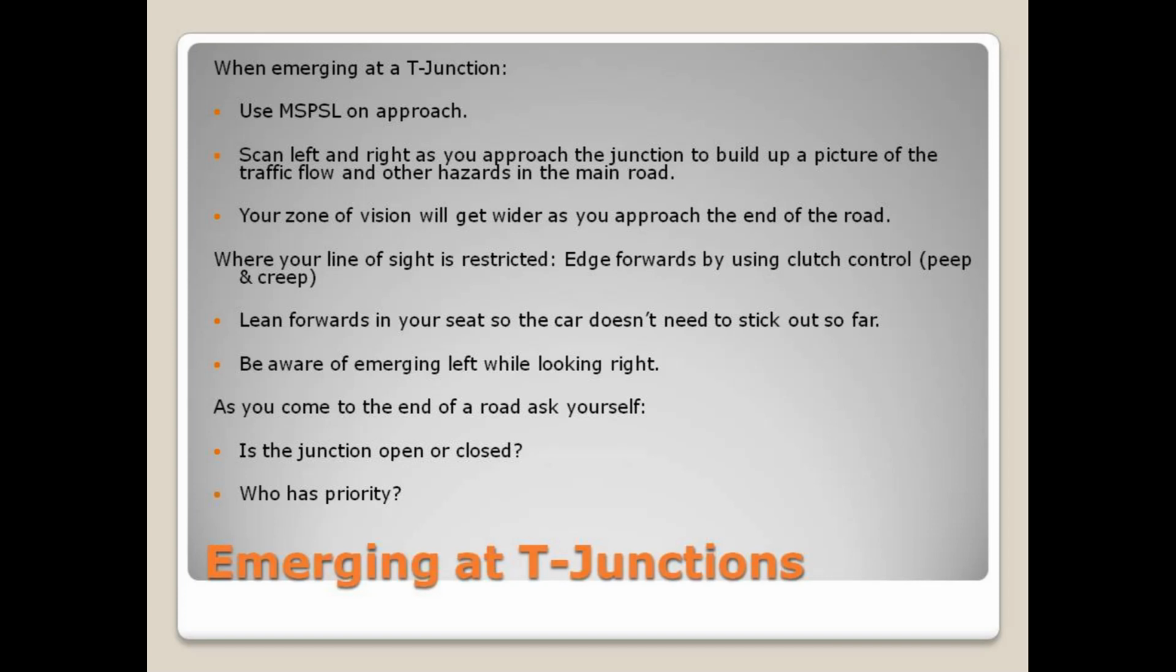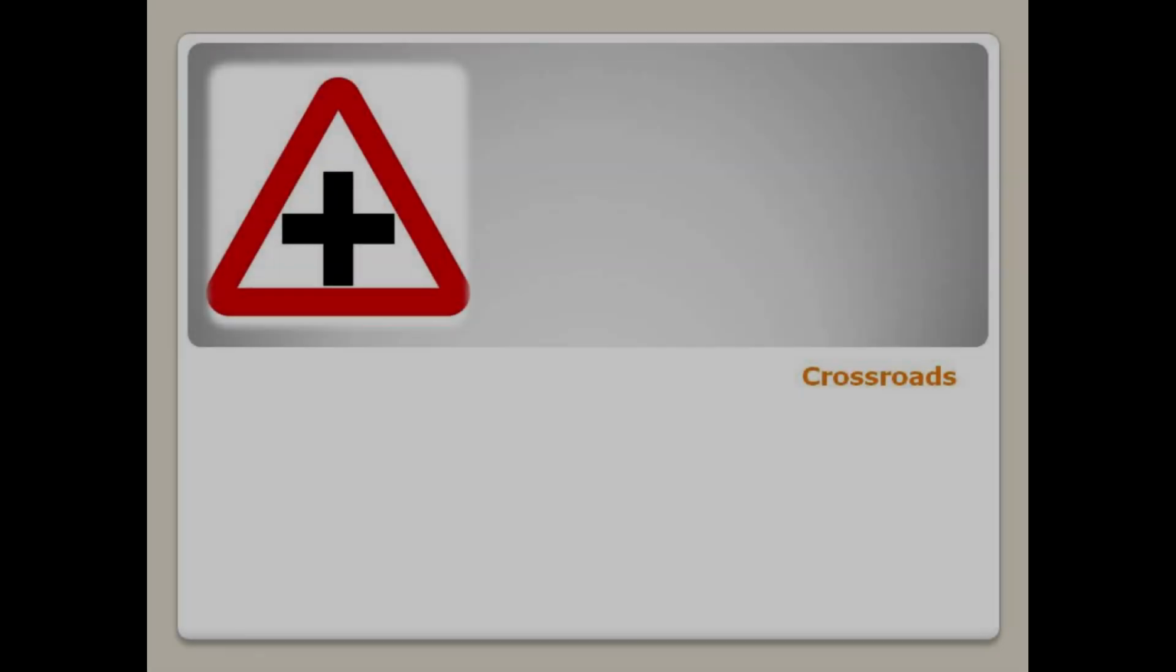Where your line of sight is restricted, edge forwards by using clutch control, peep and creep. Lean forwards in your seat so the car doesn't need to stick out so far. Be aware of emerging left while looking right. As you come to the end of the road, ask yourself, is the junction open or closed? And who has priority?